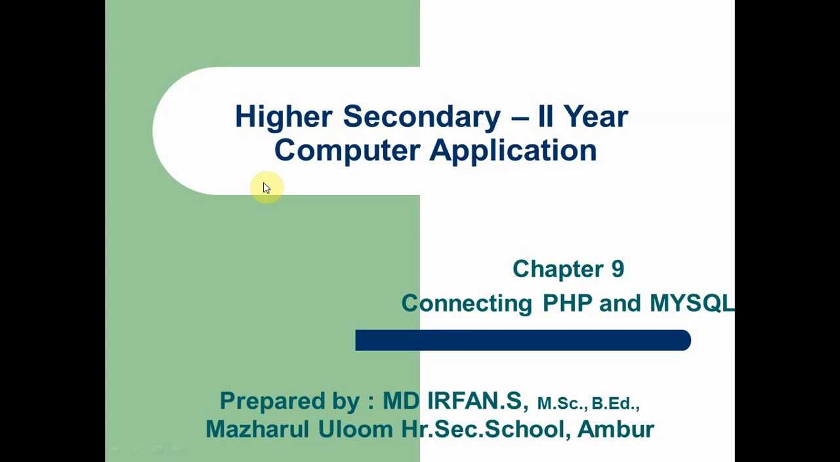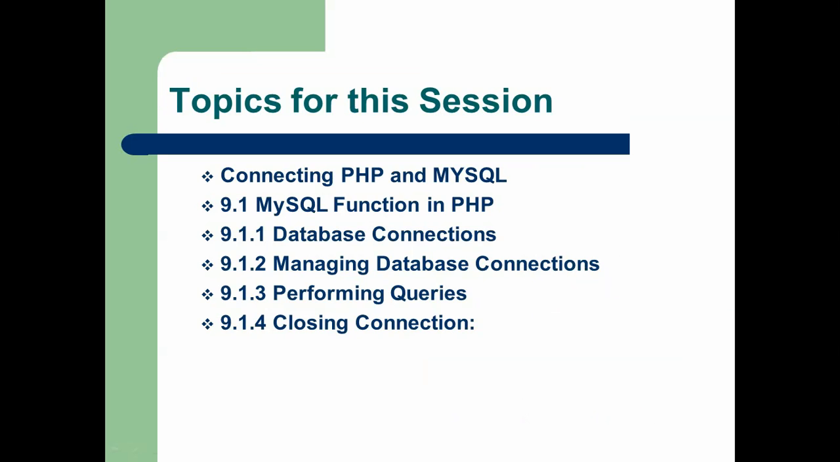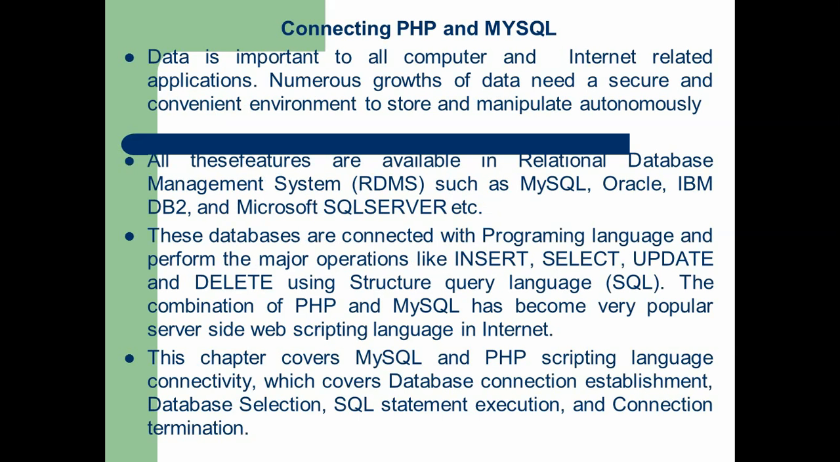Last class we completed chapter 8. Now we are going to start the new chapter 9. This is the last chapter of PHP, chapter number 9, connecting PHP and MySQL. In this session, we are going to cover connecting PHP and MySQL, MySQL functions in PHP, database connection, managing database connections, performing queries, and closing connection. Let's start our class. So, connecting PHP and MySQL.